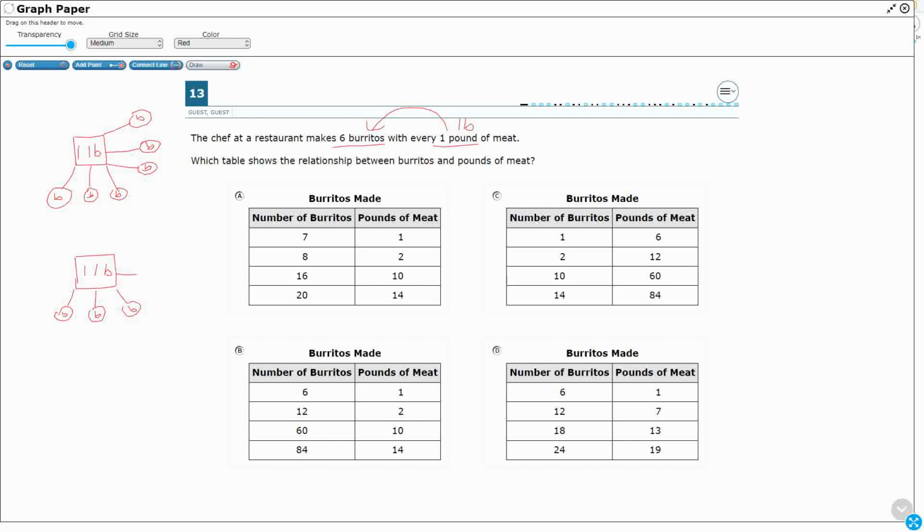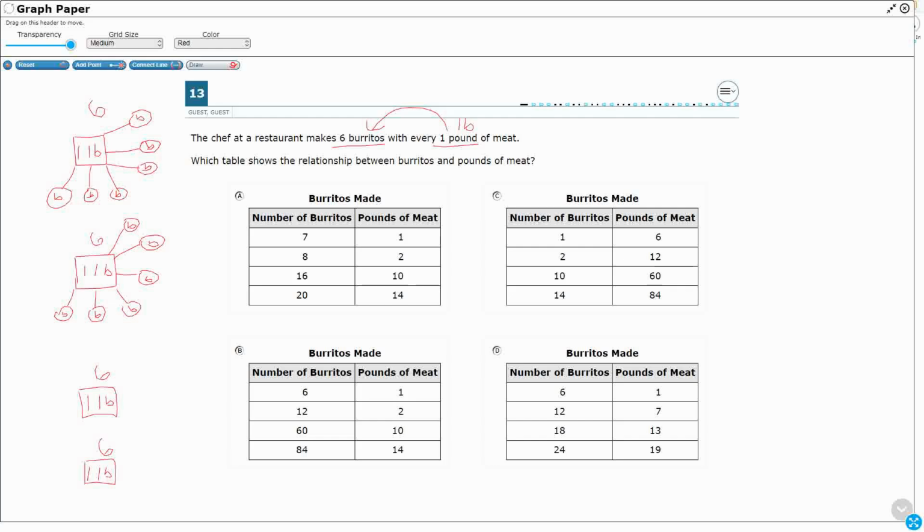Once I see this, I could start thinking about what pattern is going to emerge so I don't have to necessarily draw this every single time. So I've got 6 here. I've got 6 here. I can draw another pound, but rather than drawing it out, I can just say, you know what, I'm going to get another 6 burritos. And I'm going to get another pound here. I'm going to get another 6 burritos. So for every pound, my number of burritos increases by 6.